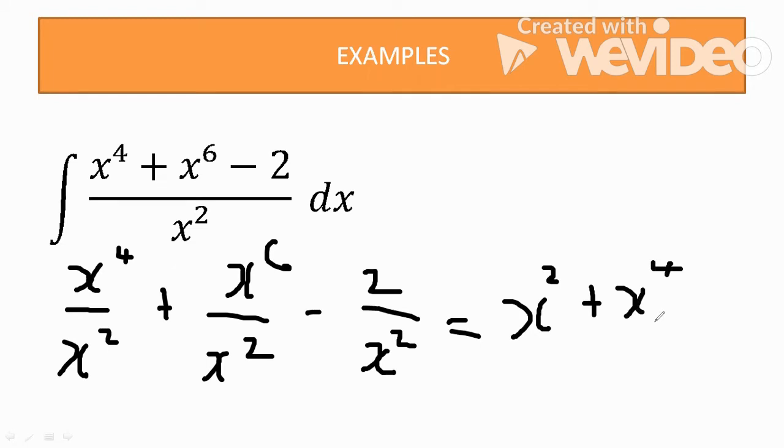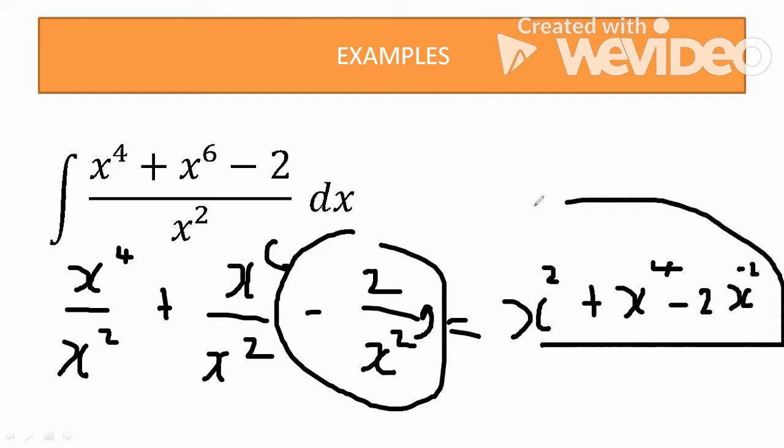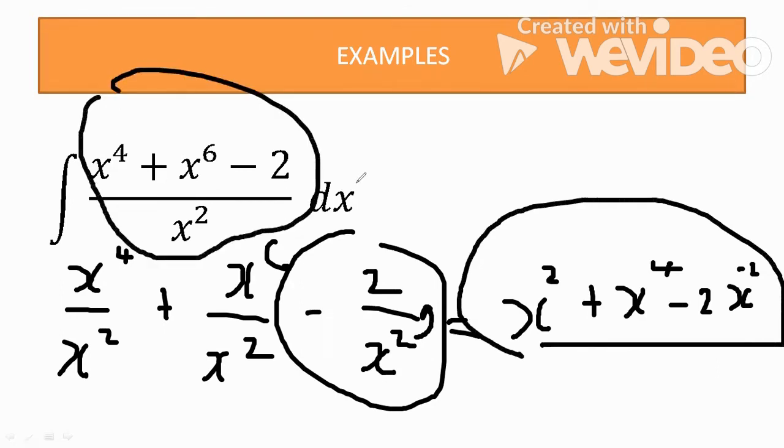With this one, we're going to bring x squared upstairs. So it will be negative 2x to the negative 2. And this is what we're going to integrate, and not this thing here.